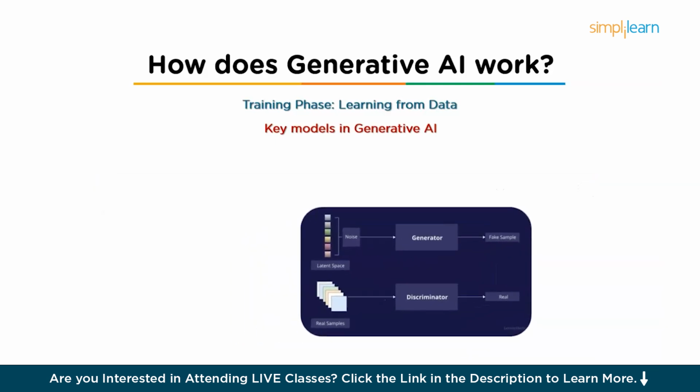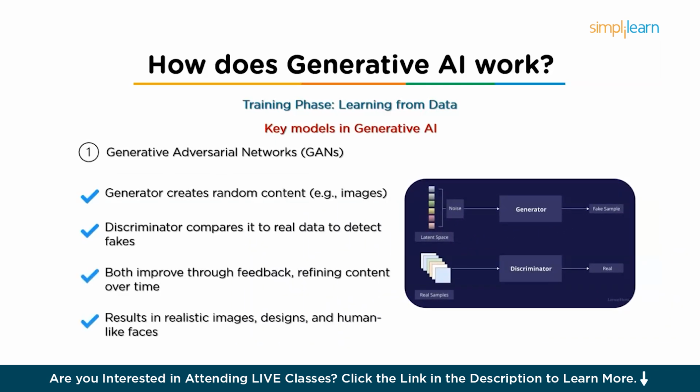So here's how it works. So the generator starts by creating random content, for example, an image. So it doesn't know what a real cat looks like at first. So it starts with something that could be completely random. And then comes the discriminator's part. The discriminator then compares the generated content to real content from the training data, like some real image of the cat. And then it tries to figure out if the content is real or fake.